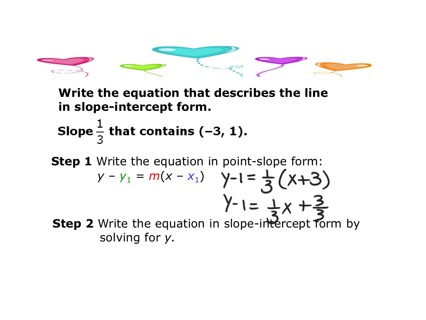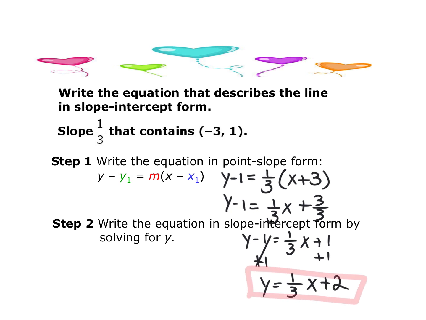Now, 3 over 3 simplifies to 1, so I'm just going to go ahead and write y minus 1 equals 1 over 3x plus 1. Afterwards, I am going to add that 1 on both sides, and I'm left with y is equal to 1 over 3x plus 2, and that would be your answer for this problem.